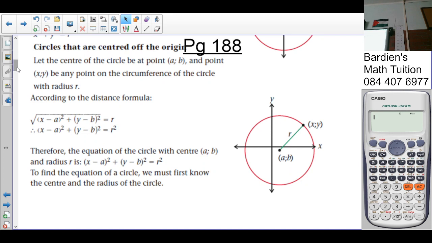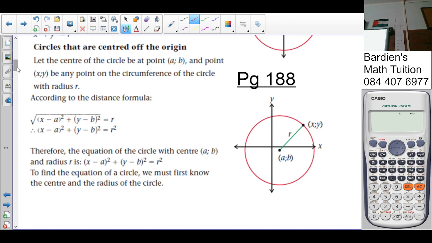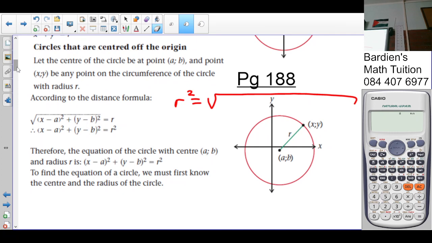Then we are given circles that are centered off the origin, or the circle where the center is not at the origin. Okay. We are told to let the center of the circle be point (a, b), and point (x, y) be any point on the circumference of the circle with radius r. According to the distance formula, we apply the distance formula here. r is equal to, using the distance formula, the square root of (x minus a) squared plus (y minus b) squared.